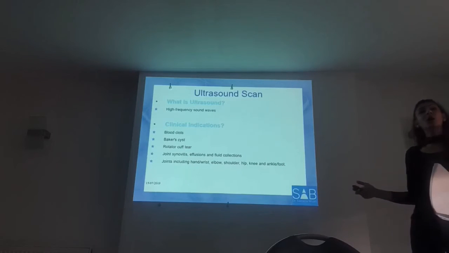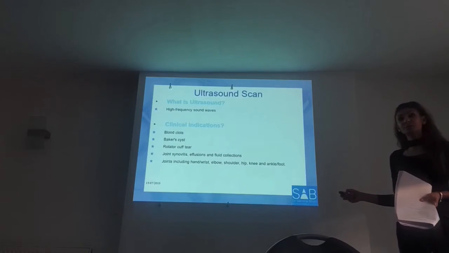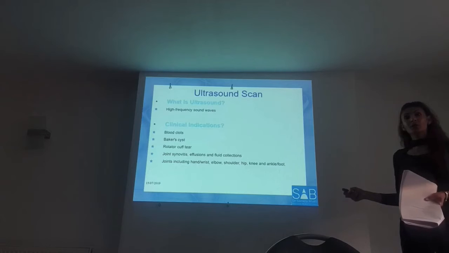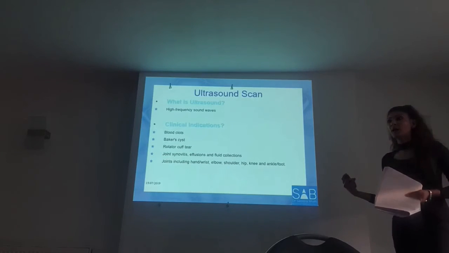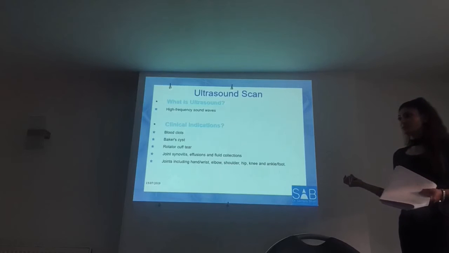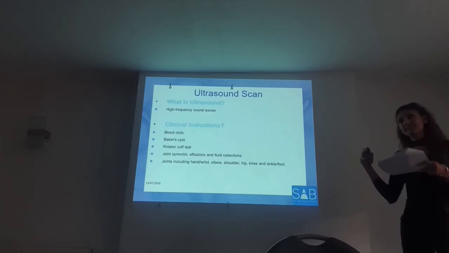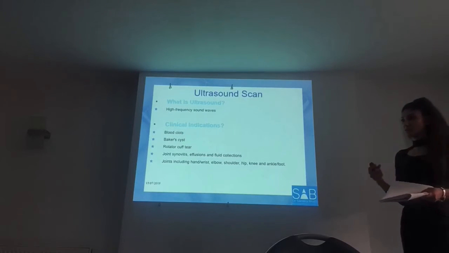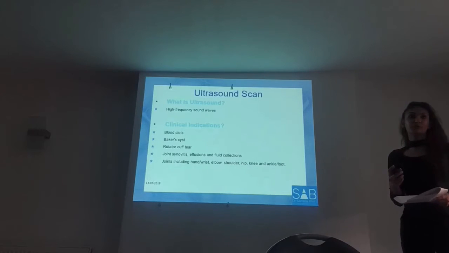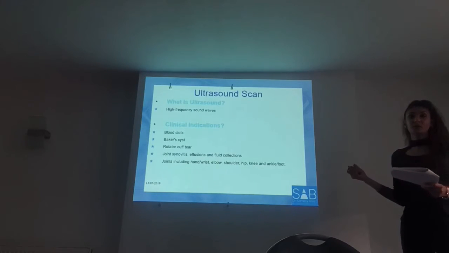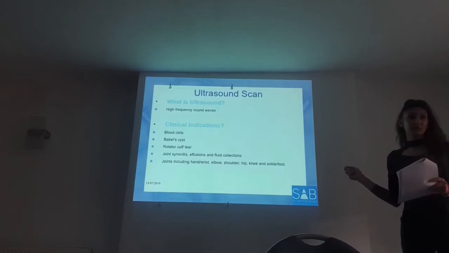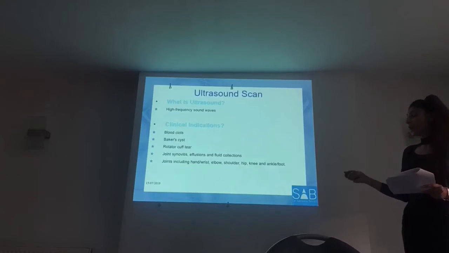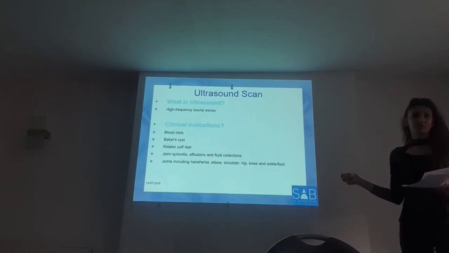And you can do ultrasound guided injections as well. So when people have joint injections, they can be done under ultrasound or under fluoroscopy. And obviously, ultrasound is safer than fluoroscopy because of the radiation implications with the fluoroscopy side of things. So most often in the hospitals, you'll see the joint injections for pain relief are done under ultrasound, but arthrograms can only be done under MRI.